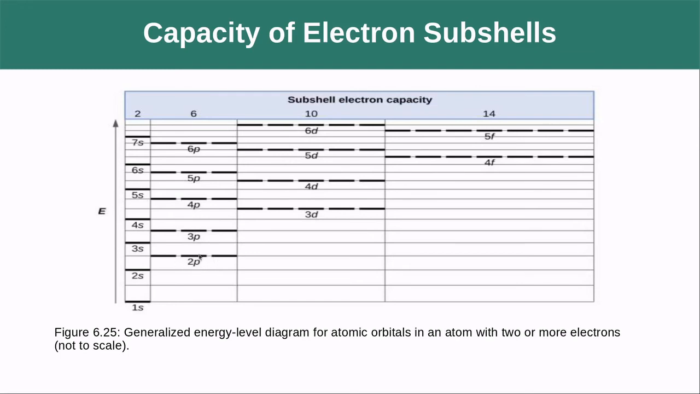Then we would pair these off, and then we would move on to 3s, and then 3p, then 4s, then 3d, then 4p, then 5s, then 4d, and so on and so forth as we climb all of these different energy values.